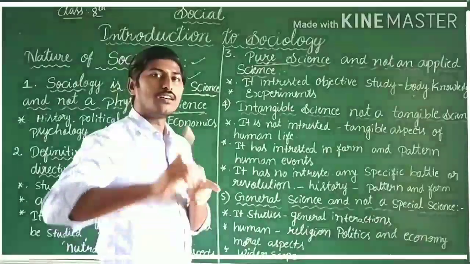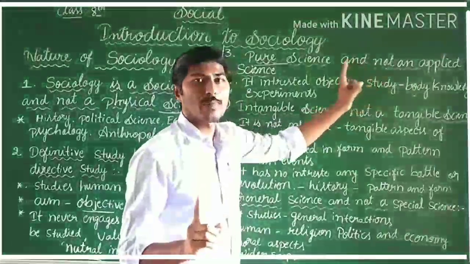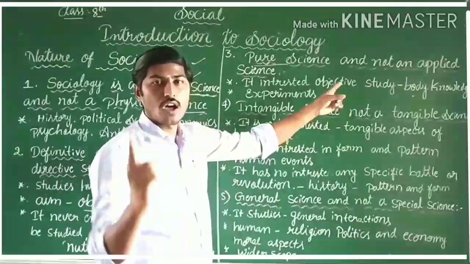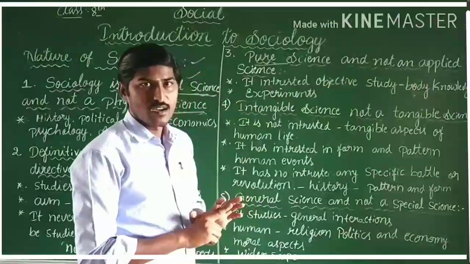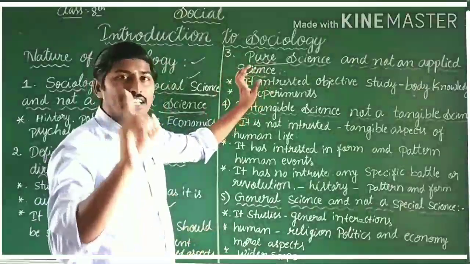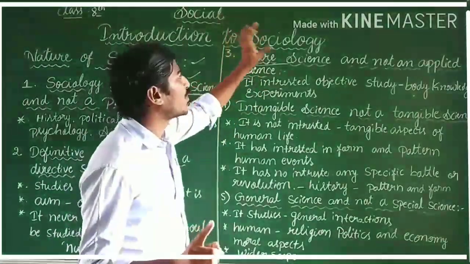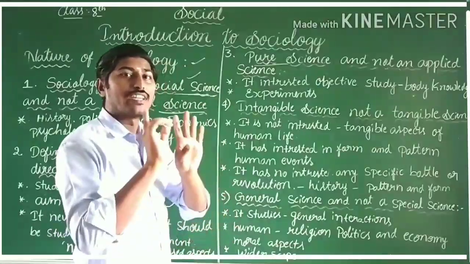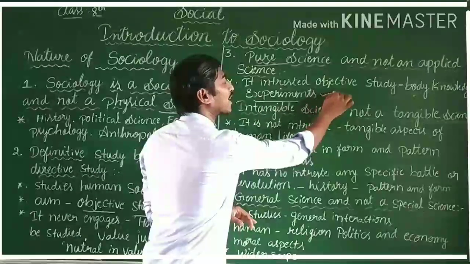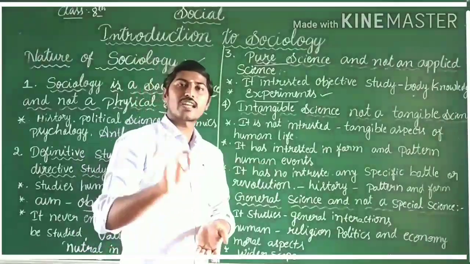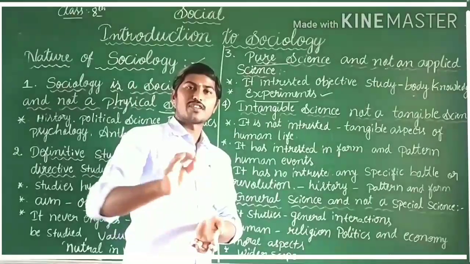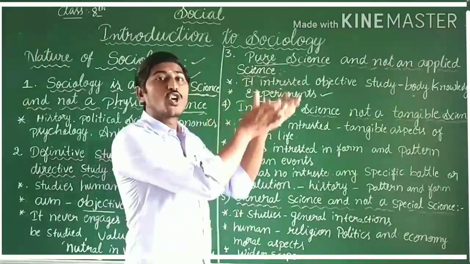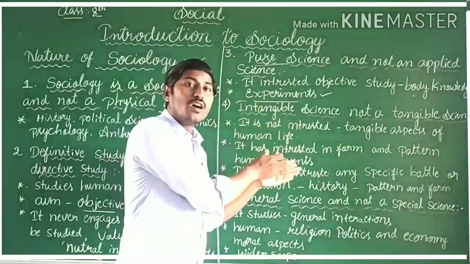In pure science we can learn only knowledge, but in applied science we can learn knowledge through the result. Both results and knowledge we can learn in applied science. So sociology is a pure science, not an applied science, because in sociology we cannot do any experiments like the physical sciences. In the physical sciences, chemistry, biology, physics, we can do experiments. Through the experiments, we have to conclude and get a result.